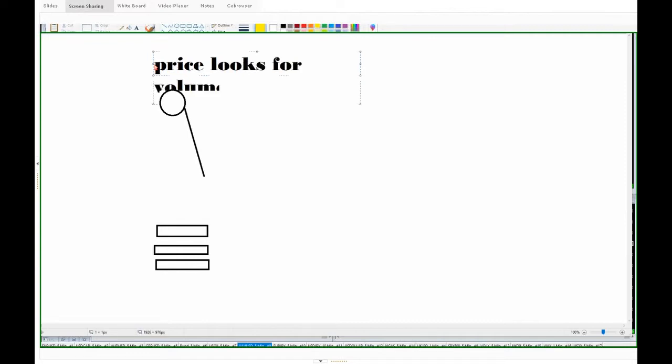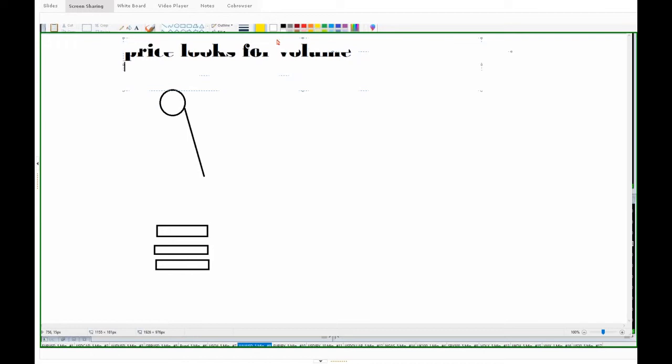Price looks for volume, doesn't it? It's called price discovery, but I've always said that I don't like that title because it's not really price discovery. It's actually volume discovery, which is a far more appropriate term to use when we talk about these ideas. The price isn't trying to discover anything except for volumes, right? So when the price discovers volume, that volume might be completely false.